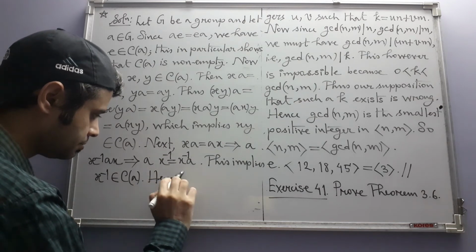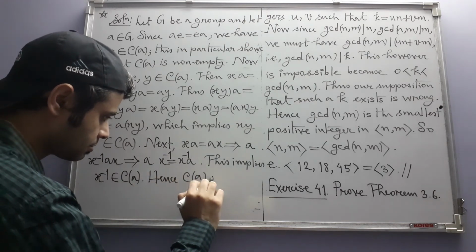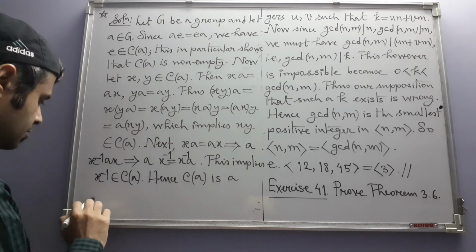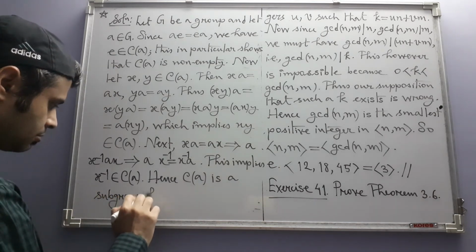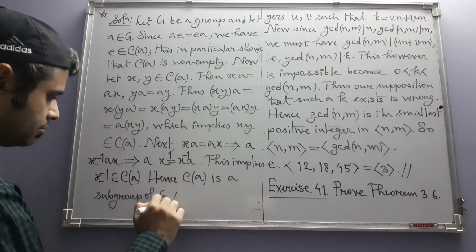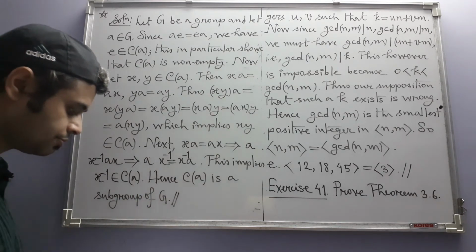Hence, CA is a subgroup of G. So this completes the proof.